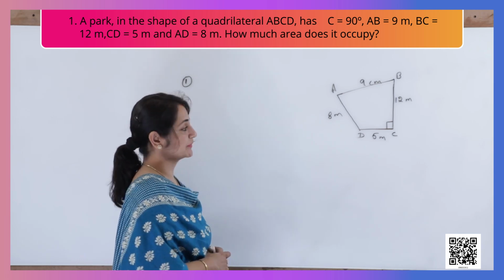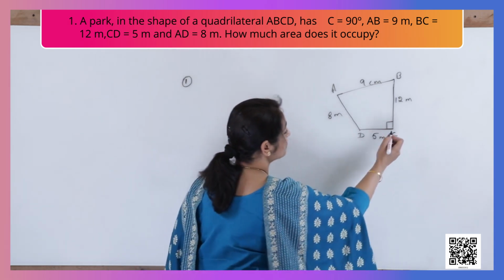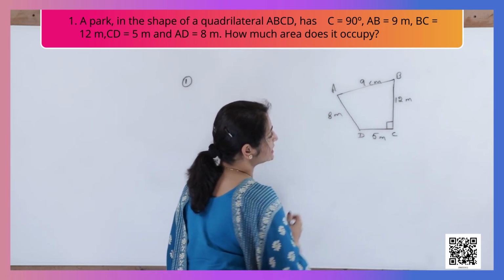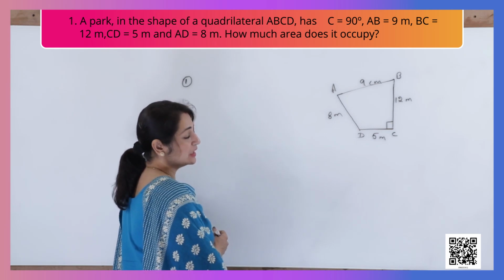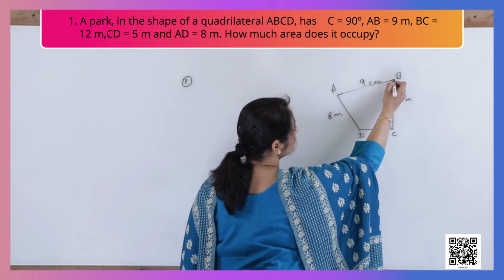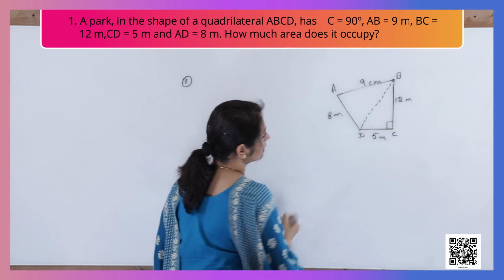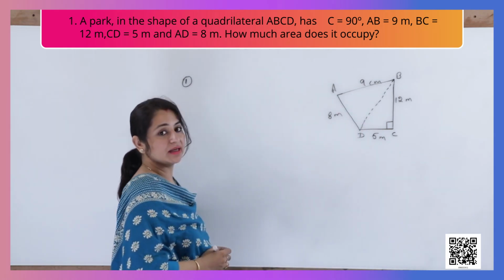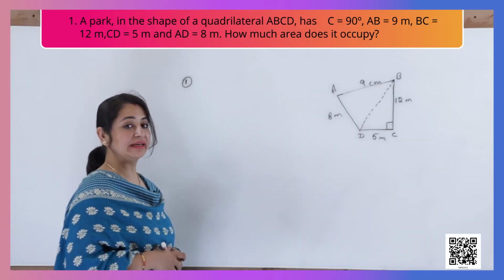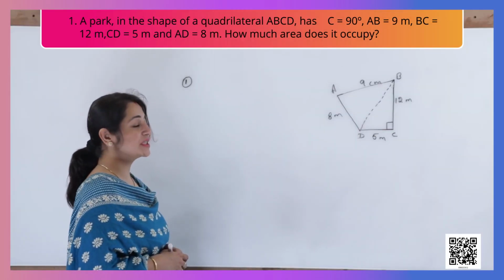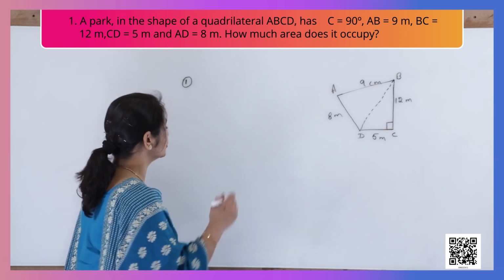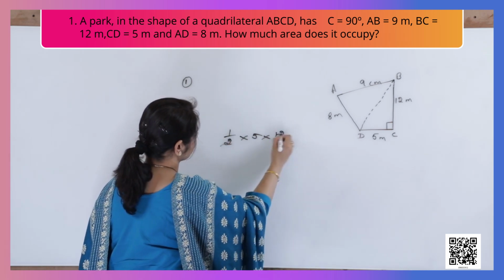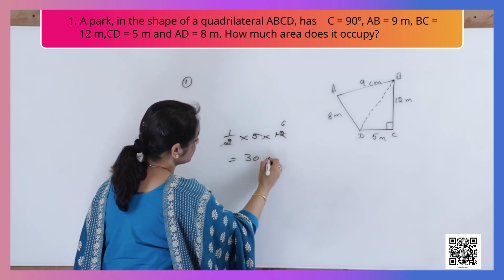What can be done? See, here angle C is 90 degrees, the length of CD is 5 meters and the length of BC is 12 meters. If I join the diagonal BD, then we have got a triangle BDC, which is a right angle triangle. So can we have the area of this triangle? Yes, by using the formula half into base into altitude. That will give us half into 5 into 12. That is 30 square meters.